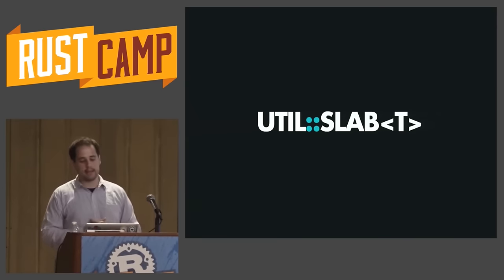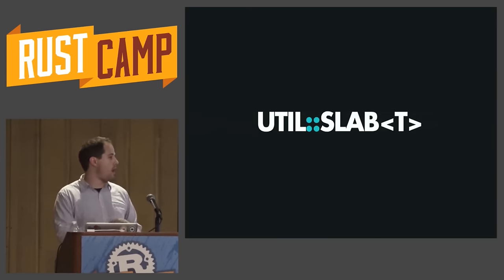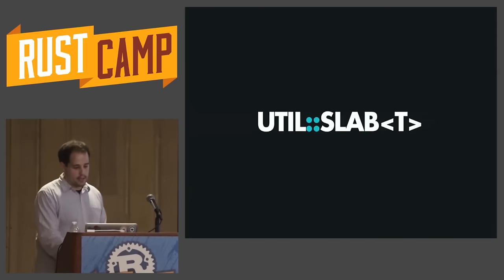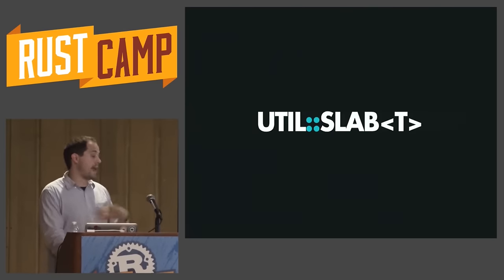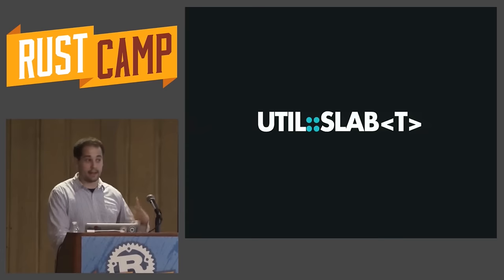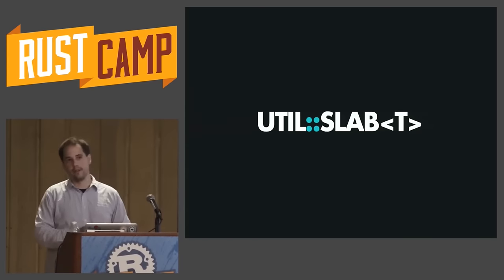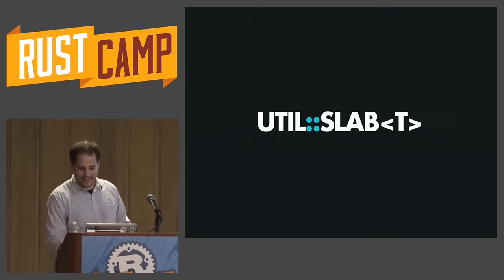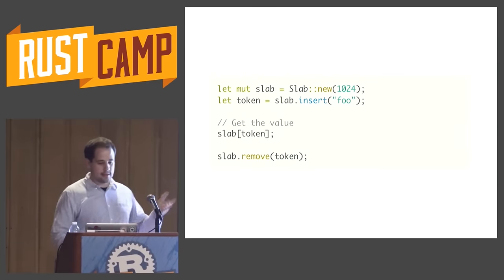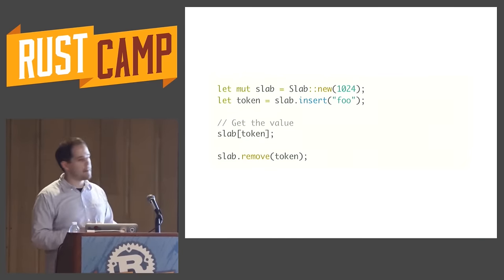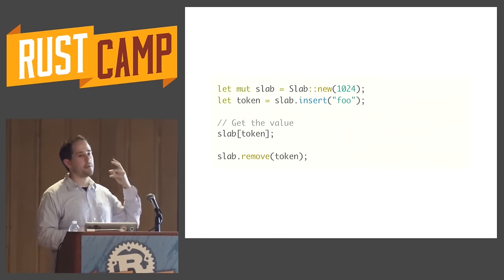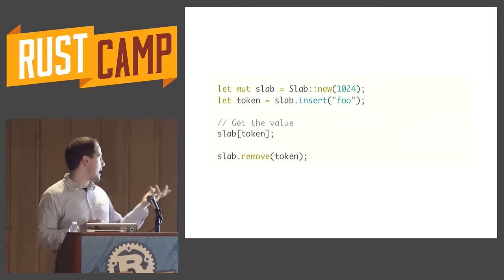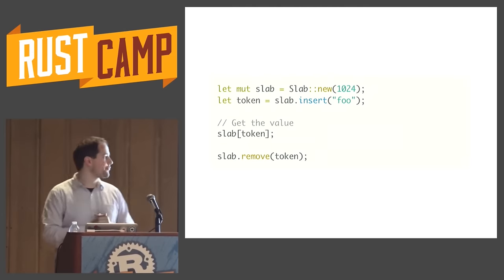Also, it's pre-allocated, so at runtime there are no allocations, and insertion, access, and removal are all extremely cheap operations. Because it's pre-allocated, the one catch is that you can't resize at runtime. You have to decide what the capacity of your system is, which I kind of think is a feature. It's really simple to use. Here we're making a new slab with a capacity of 1024 elements, and we put in foo. We get back a token, which we can then use when registering a socket. Access and removal are about the same.